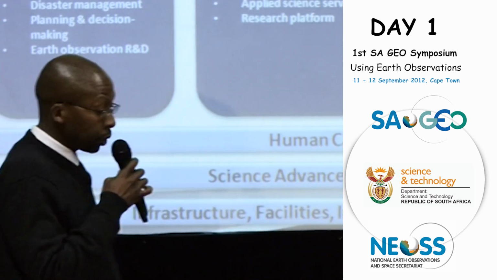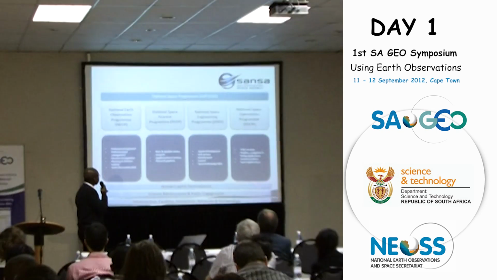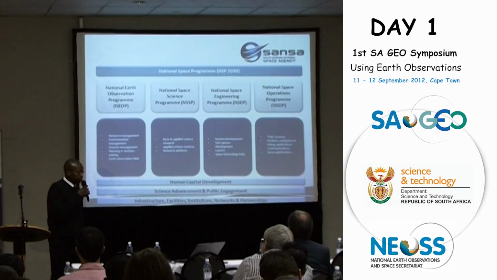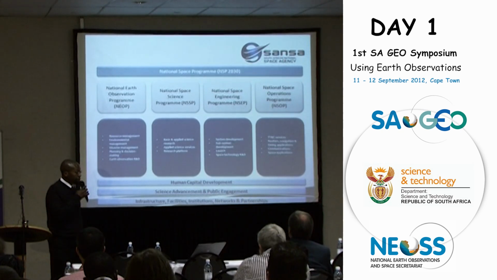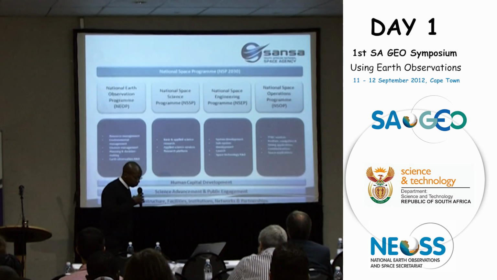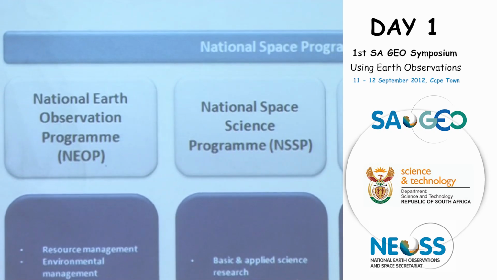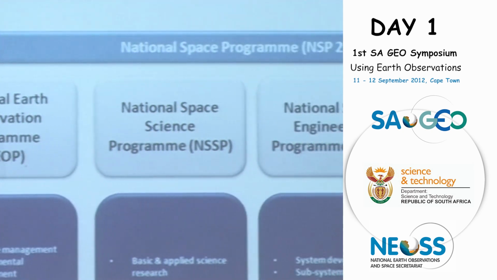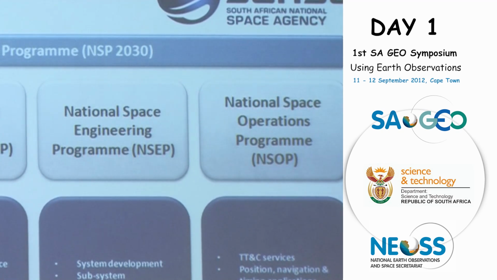How is the program structured? It's got 4 programs. The National Earth Observation sub-program, the National Space Science program, and then the National Space Engineering program, as well as the National Space Operations program. These are underpinned by capacity development, science advancement, and public engagement, as well as setting up infrastructure, facilities, institutions, and partnerships that are required for the program to succeed.